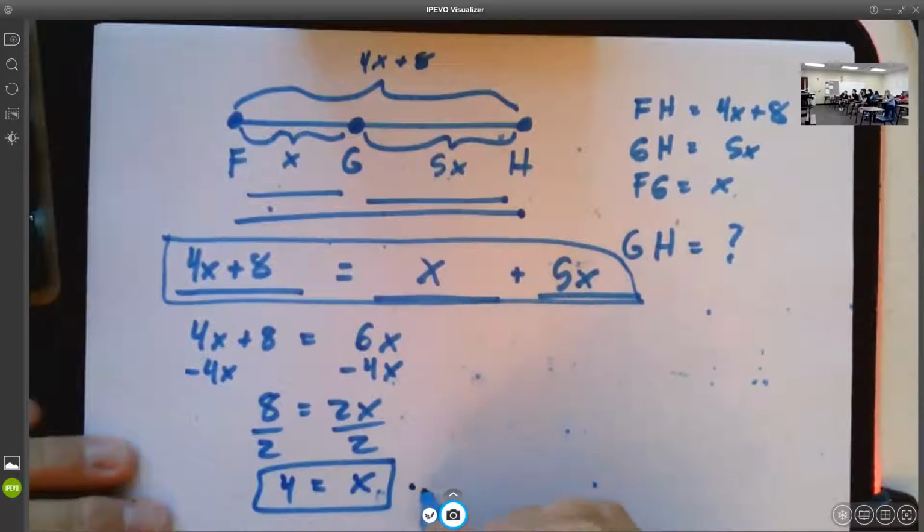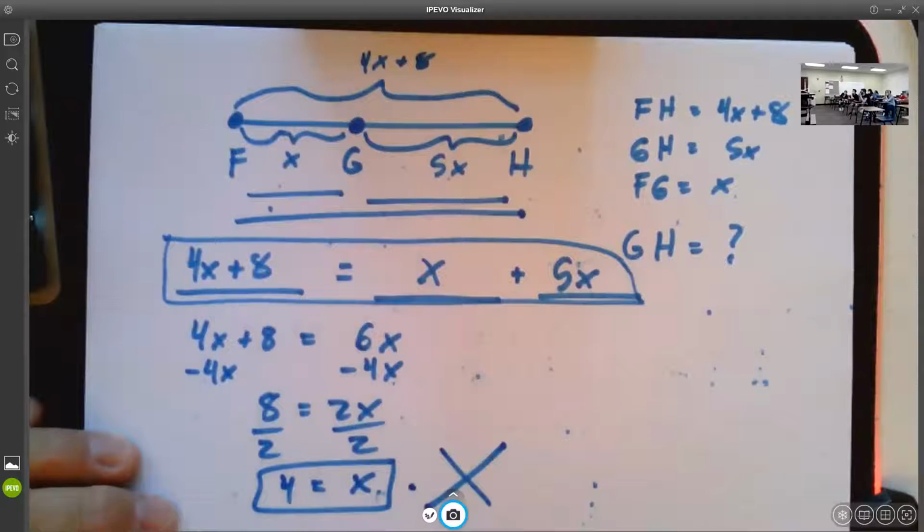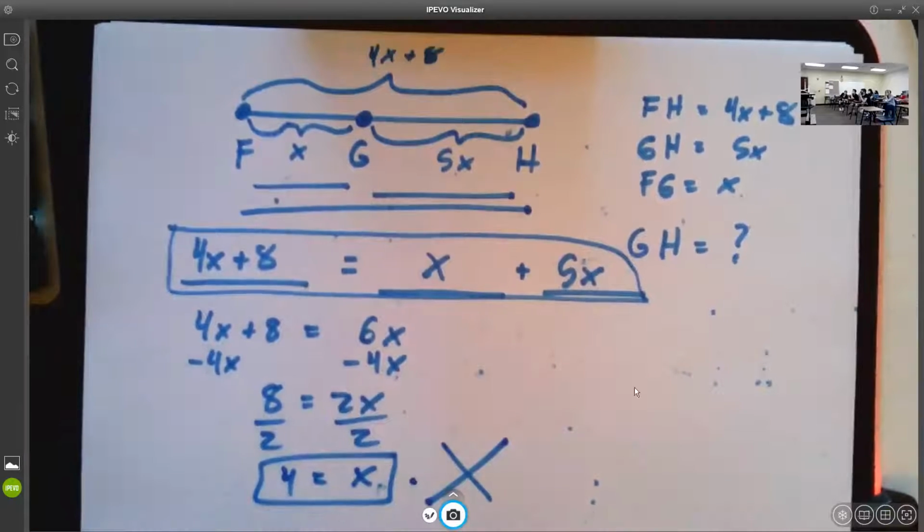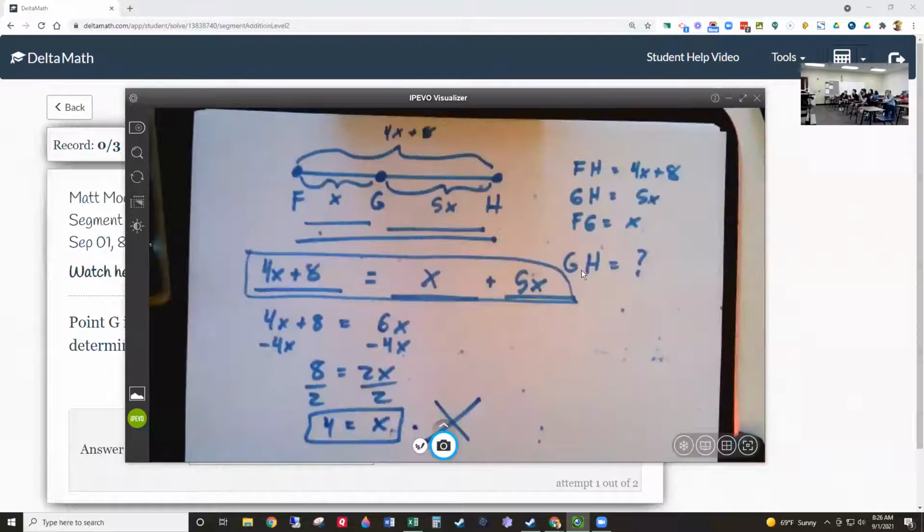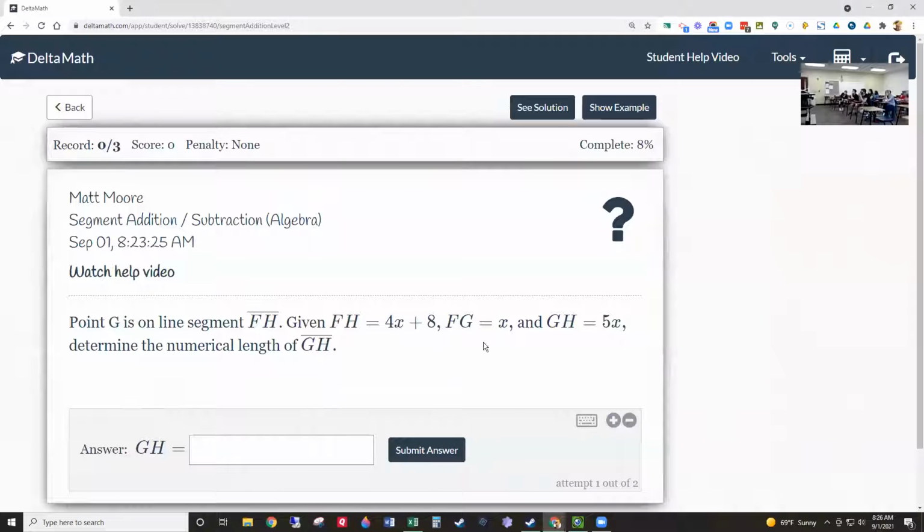If I put this into Delta Math, it will mark it wrong. Now, let's talk about why it would mark it wrong. Because it's x equals 4. That's right. It says x equals 4. What do we need to know? What is the problem? Can you see the problem on the screen? Yes, sir. We're looking for the numerical length of GH, correct?